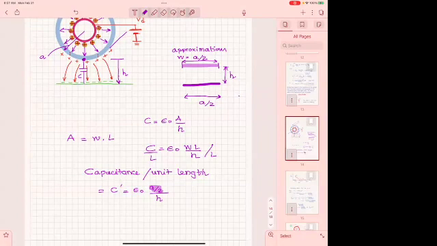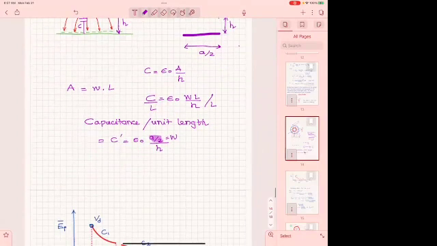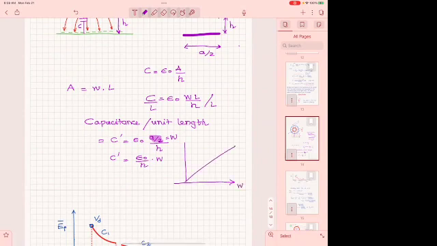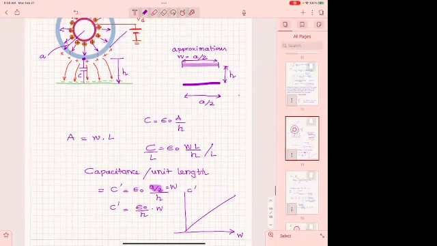This one is W. Then I have that C prime is epsilon naught divided by H times W, which means that this capacitance with respect to W is going to be linear. So now I even have a design curve for my parasitic capacitance. This is the design curve for my parasitic capacitance. Very important, all right? Now, there are two other interesting things that we need to keep in mind.